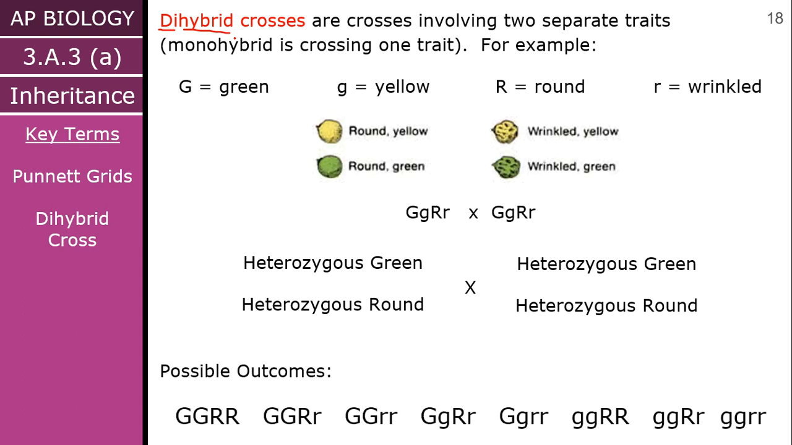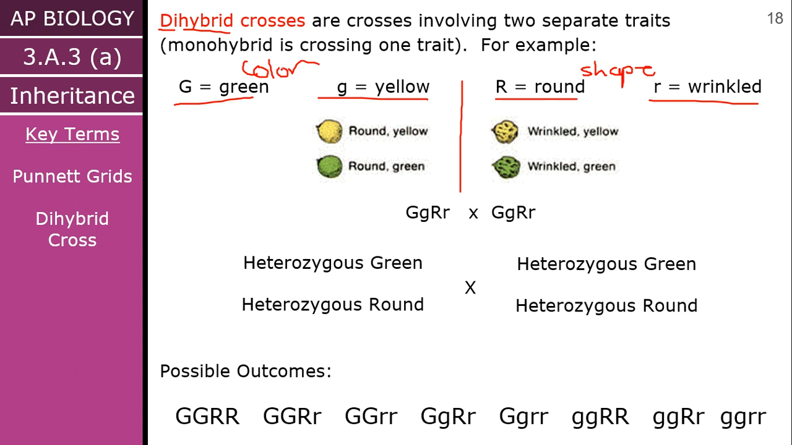Okay. And so what you need to have then are two different letters. You need to have the letter G for one trait. So that's going to determine whether you're green or you're yellow. Okay. And we need to have the letter R for whether you're round or wrinkled. So that would be like your shape. Okay. So there's two traits. There's color and there's shape. We're tracking two traits at once.